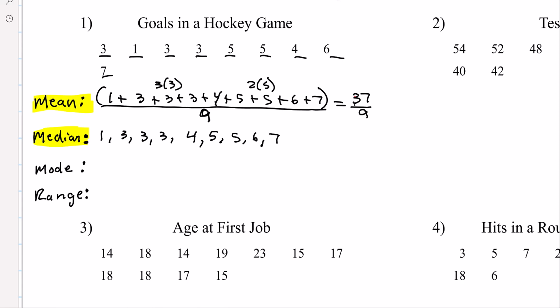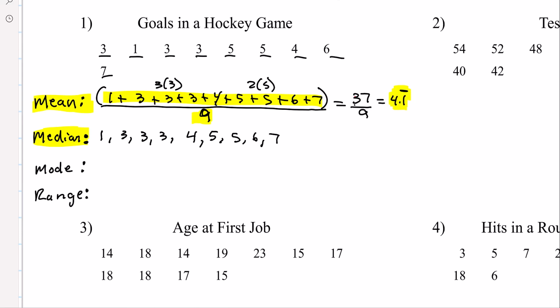Then when I divide by 9, because that's how many terms there are, the mean will be 4.1 repeating. So that's the mean, is this value right here. We added all of the values up, we divided by 9 to get the mean value of 4.1 repeating.